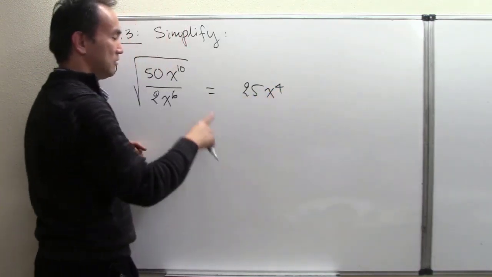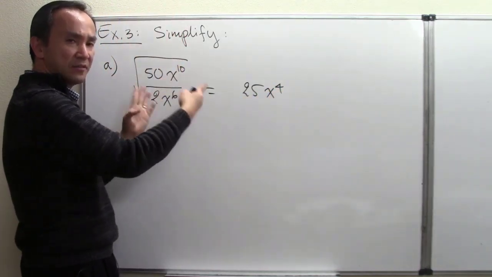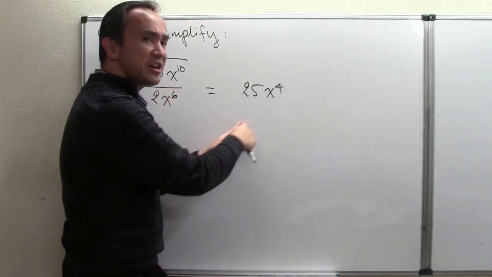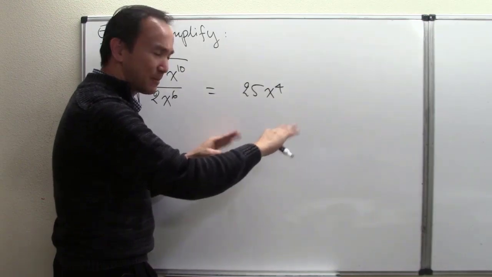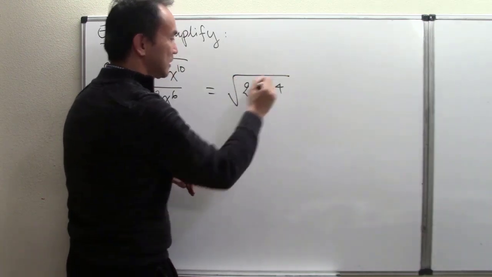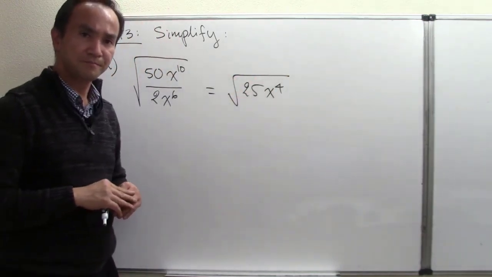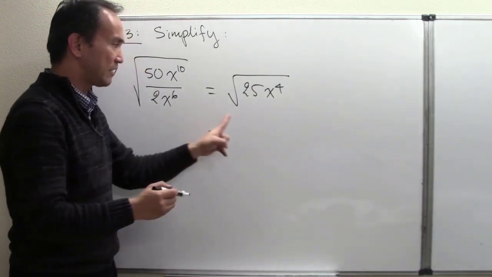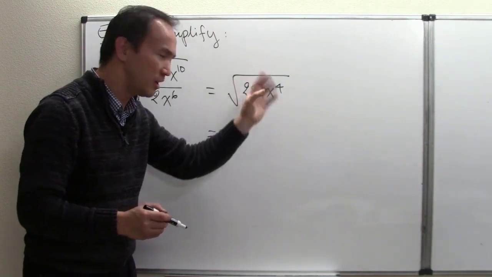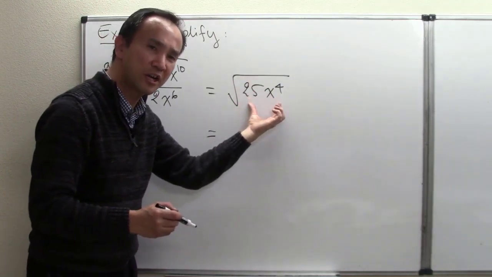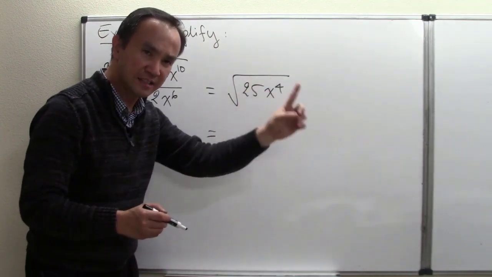And so now the fraction represents a division. Now that division is finished out into 25x to the 4th. And that's a lot simpler now. The next step is to take the square root. However, now that we have arrived at this 25x to the 4th, again, we need to look for a way to rewrite this expression as a perfect square.